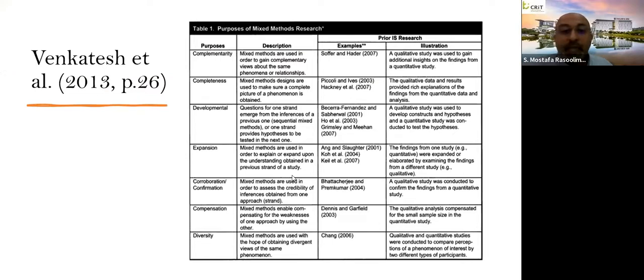Okay, here is the table from Venkatesh. Here he and his colleagues explained these 7 purposes of selecting or conducting mixed method research, and there are some examples, illustrations and explanations. If you want to know more about these 7 purposes of designing and applying mixed method research, you can refer to this paper and read more about these 7 types of mixed method design, based on rationale and purpose of application of mixed methods.